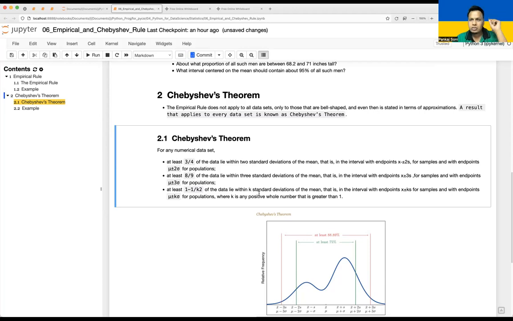standard deviations. So we were seeing 1 standard, 2 standard, 3 standard. Whatever other standard deviation you would like to calculate, k is the value here. k is the parameter which you can choose. So k standard deviations of the mean is the interval with endpoints x plus minus ks for samples, and the endpoints mu plus minus k sigma for the population, where k is any positive whole number that is greater than 1.